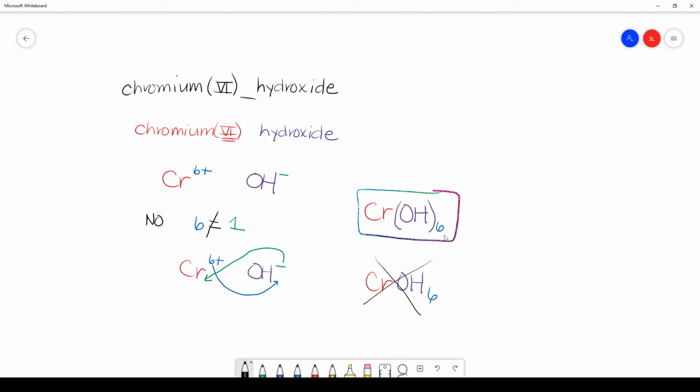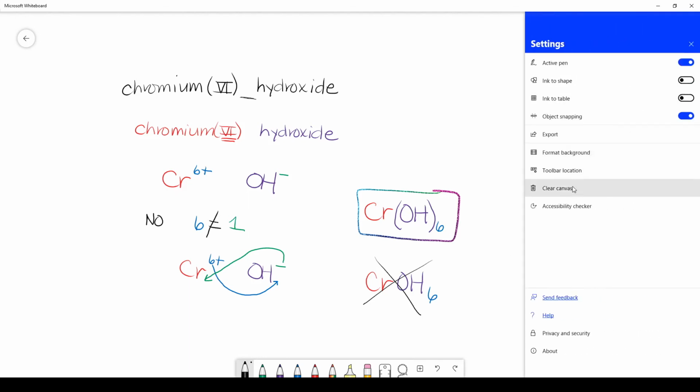So make sure when you have a polyatomic ion, I'm going to say it again, and you have more than 1, in other words, you have a subscript attached to that polyatomic ion that is a 2, a 3, a 4, a 5, a 6, you have to make sure you enclose the whole thing in parentheses, the whole polyatomic ion.